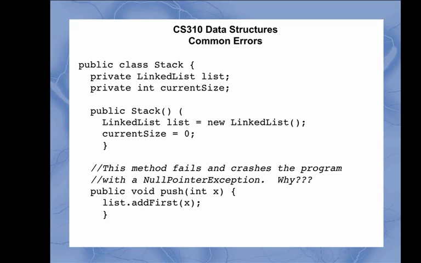The solution is to eliminate the declaration with the class name. That is, you do not want to say linked list list equals new linked list. You just want to say list equals new linked list. You don't want to allocate a new variable there. And if you say list equals new linked list, then it will be the class level variable that gets declared.